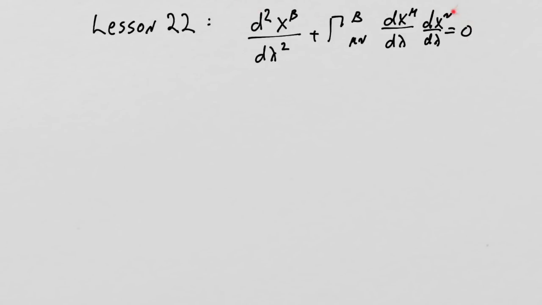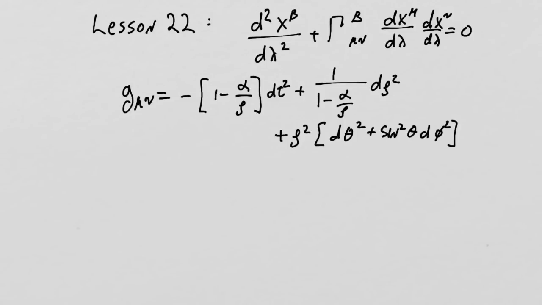So here's the general geodesic equation. In lesson 22, we calculated each of these connection coefficients for the Schwarzschild metric. We assume the Schwarzschild metric as a given. We just assume that g mu nu equaled this object here, which in this case I've already chosen c equal to 1.